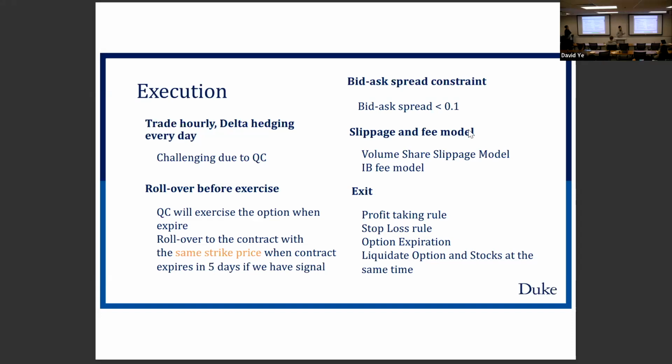And since, as I mentioned, bid-ask spread is very important, we also have another layer of safety check. That is, we only trade contracts whose bid-ask spread is smaller than 0.5. And we also baked in a volume-based slippage model and an Interactive Brokers fee model. Finally, we will exit our position if we earn a certain percentage profit taking or stop loss, or if the option expires. And we will liquidate both the option and the corresponding stocks at the same time.